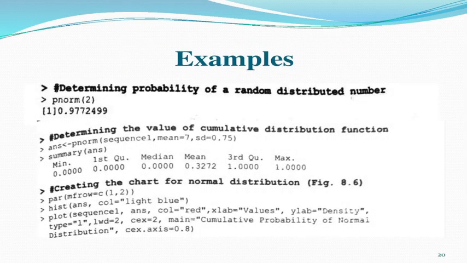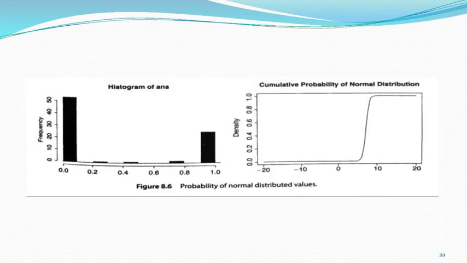The first function pnorm gives the probability of a random normal variable of being less than 2. This next function takes the probability value and gives a number whose relative value matches the probability value. The summary function shows that the minimum and maximum values of ANS are 0 and 1 respectively, matching the probabilities. The last function plots a chart having two images in a single row.